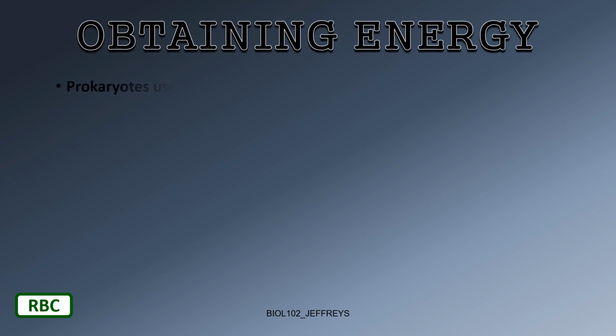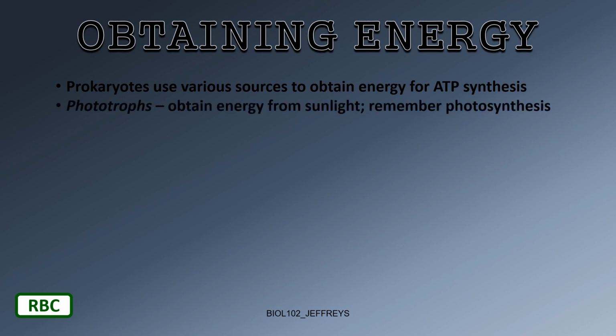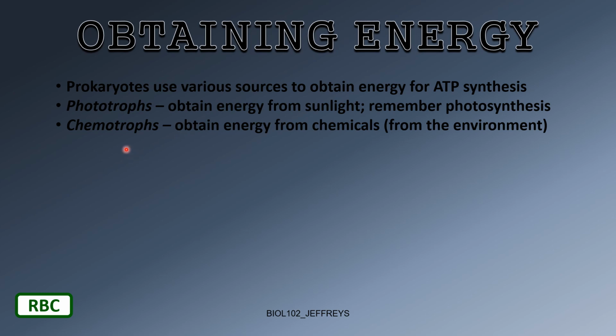Okay, let's talk about obtaining energy. So prokaryotes, bacteria, use various sources to obtain energy for ATP synthesis. And so we have phototrophs that obtain their energy from sunlight. Remember photosynthesis, you learned about that in 101. And you know that cells absorb light energy from the sun and turn that into chemical energy. And so phototrophs do the same thing. Troph pertains to energy. Photo obviously pertains to light. So this is obtaining energy from light, sunlight. Chemotrophs obtain energy obviously from chemicals, that's the chemo part. These are natural chemicals from the environment, not obviously chemicals from the pharmacy.